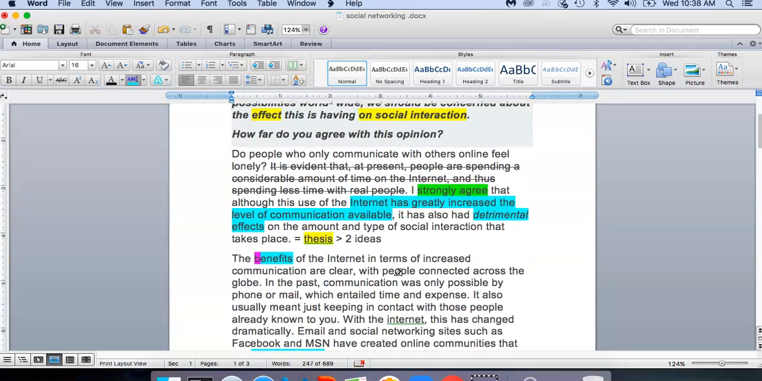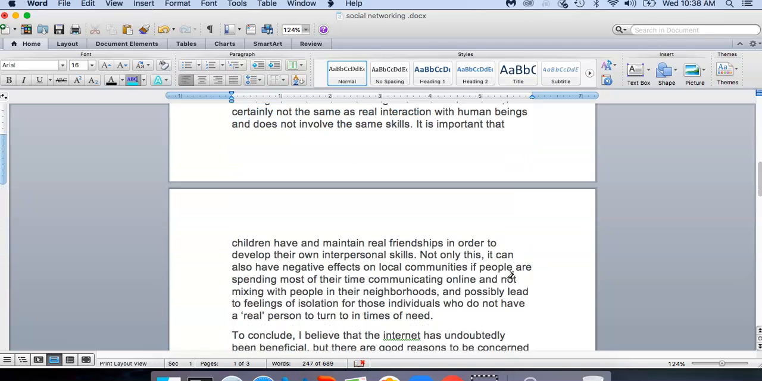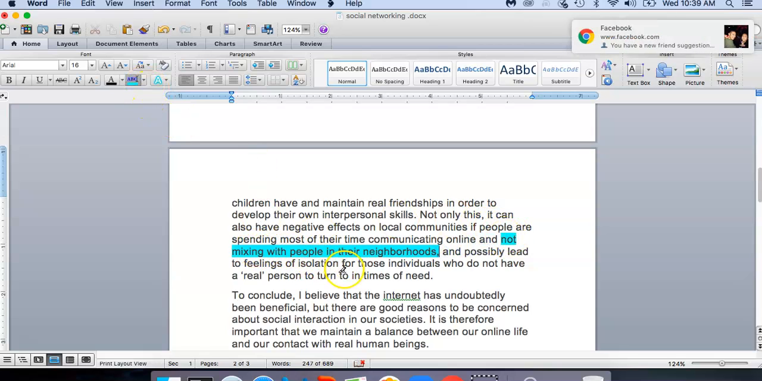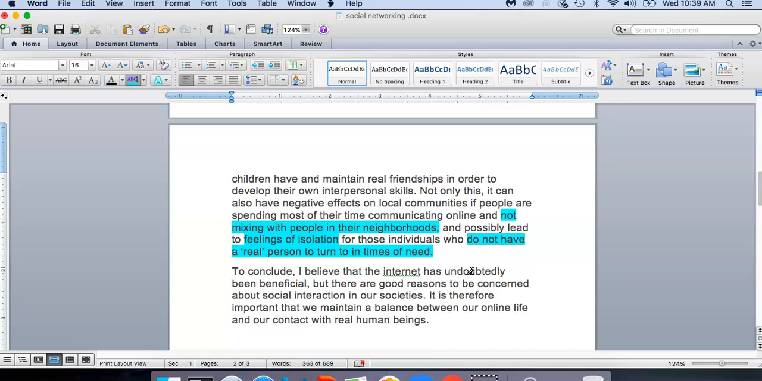So, if you go back here, remember they start talking about the benefits or the positive things, which is on the second paragraph, and the detrimental or negative effects is on the third paragraph. And they're saying that the negative effect is you don't mix with people in your neighborhood, and because of that you feel lonely. So feelings of isolation means you feel lonely because you are by yourself. And why do they feel lonely? Because you do not have a real person to turn to in times of need.